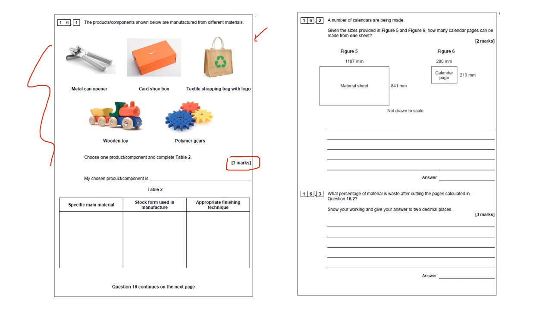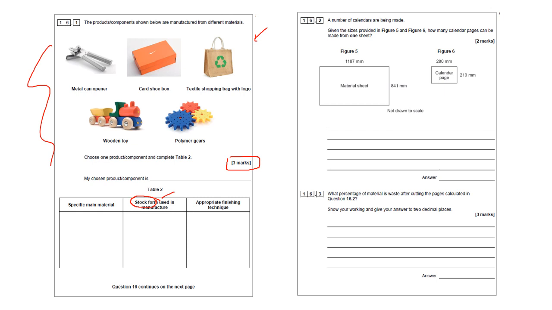So what the heck is a stock form? You might be thinking, well, a stock form is how you would buy the material. So for example, for wood, you would buy it in planks. For plastics, you might buy granules or powder or sheet, like acrylic sheet that we use on the laser cutter. For metal, you might buy it in a metal bar, metal tube. So pretty much that's what a stock form is. And how would you finish that?